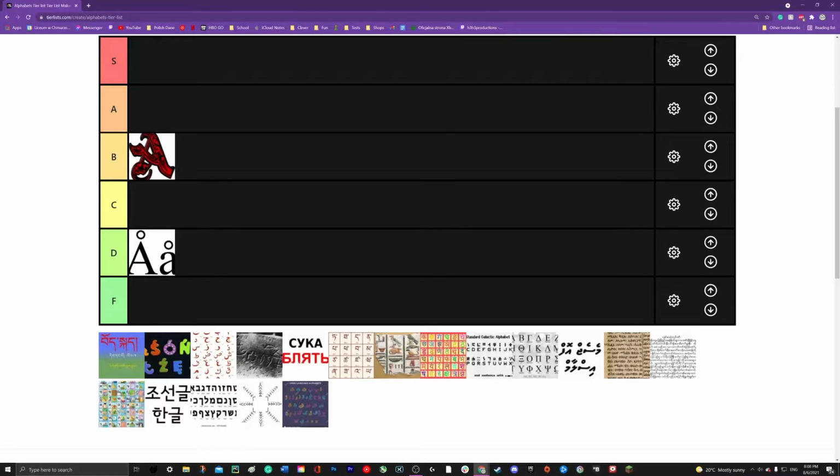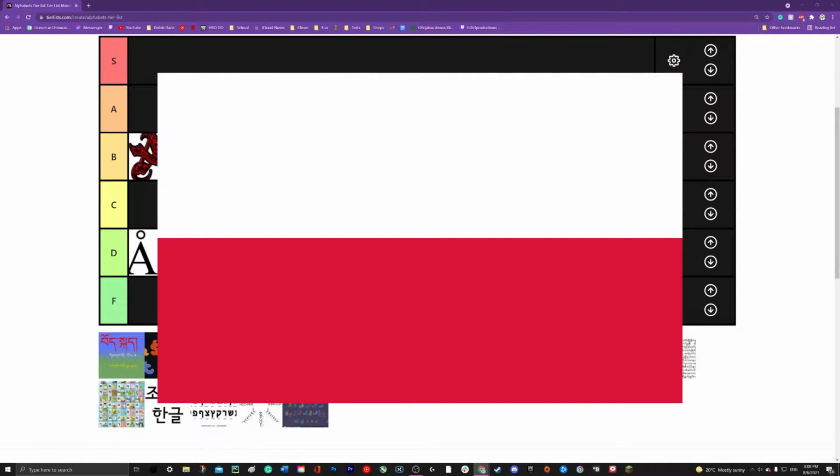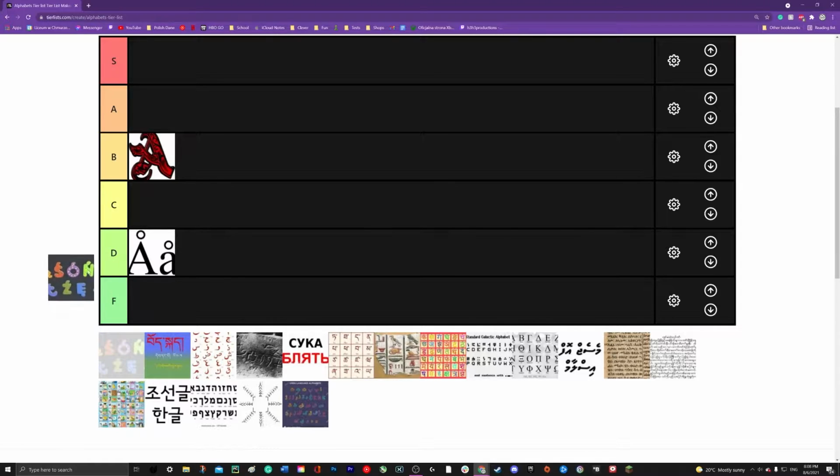Another alphabet that came out of the Latin alphabet, wait, did I say that right? Yeah, the Latin alphabet is... Polish. Here is Polish, kind of cut it out weird.